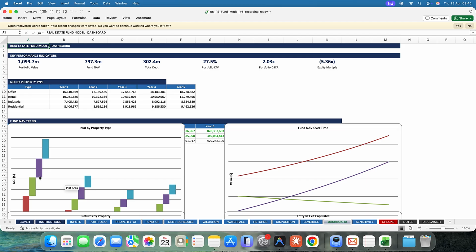Honestly, if you're running a fund out of a deck and a handful of spreadsheets that take a week to reconcile for every quarterly report, this is the replacement. One file, property level detail, fund level consolidation, audit ready waterfall.